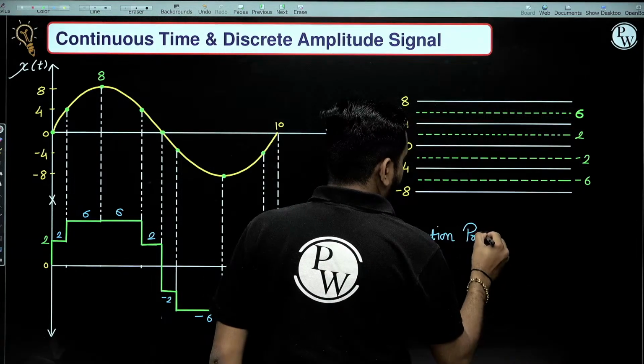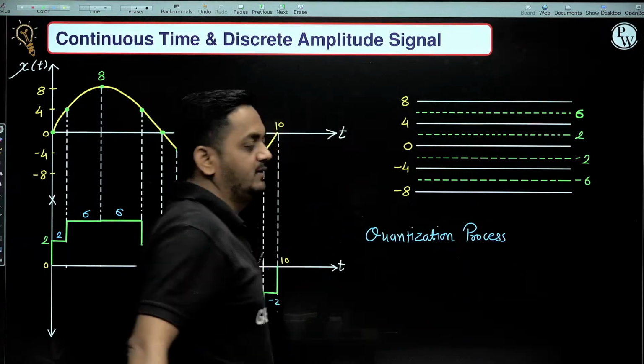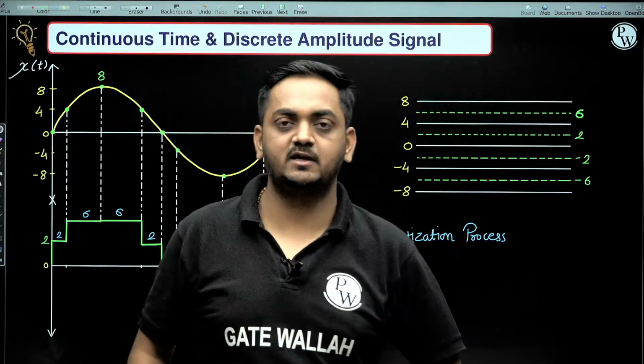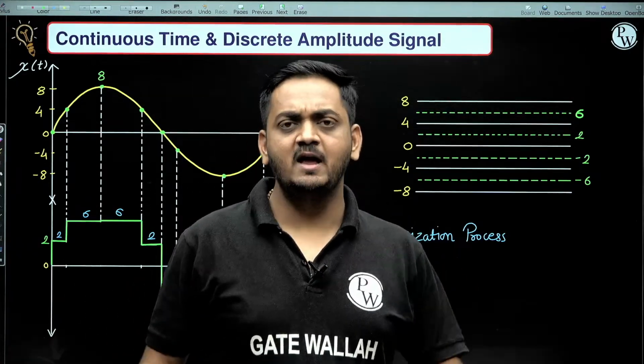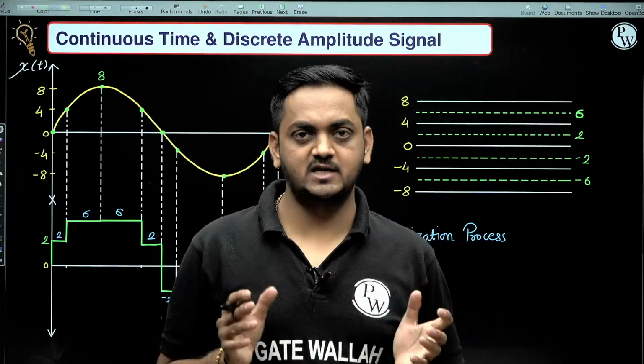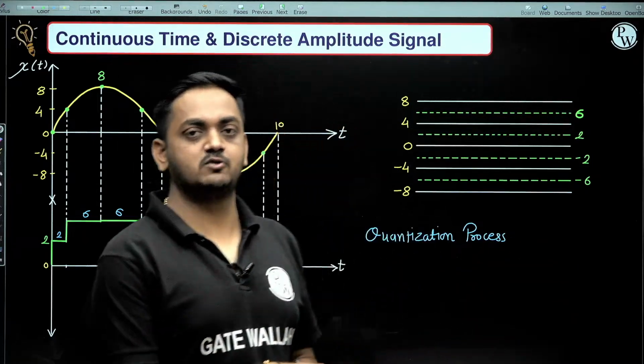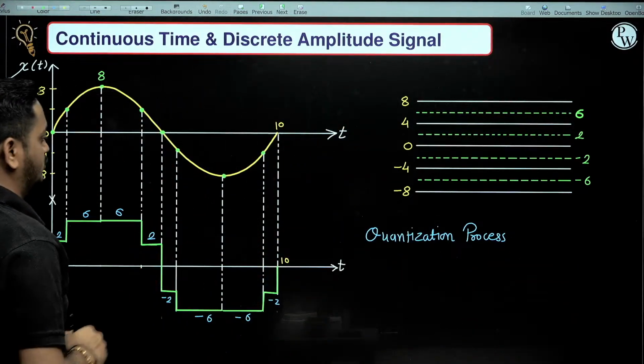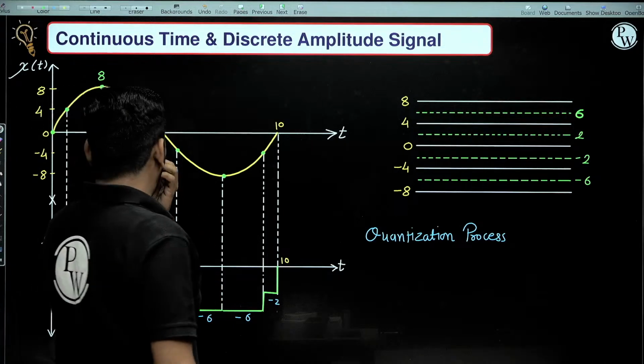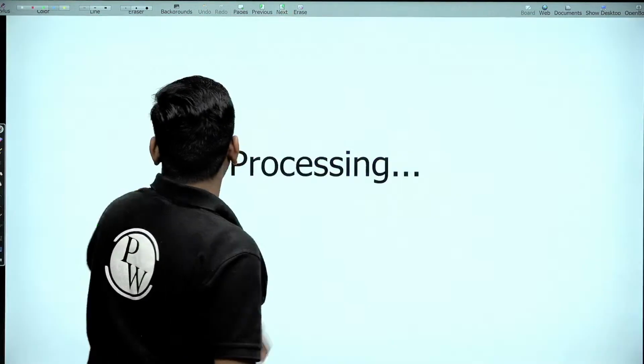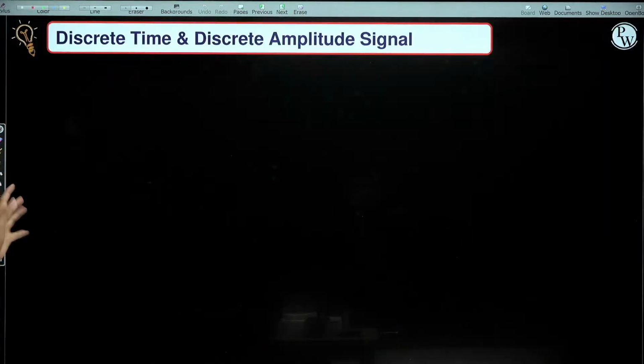The process of converting a continuous amplitude signal into a discrete amplitude signal is the quantization process, and the process of converting a continuous time signal into a discrete time signal is known as the sampling process. Fine. Now what is the last one, guys? Continuous amplitude and discrete amplitude signal.